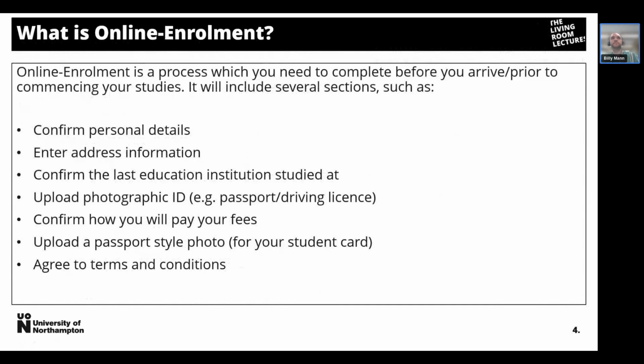So online enrollment needs to be completed before you come, and it's divided into certain sections. These are confirm personal details, enter address information, confirm the last education institution you studied at, upload a photographic ID, such as a passport or a driver's license, confirming your fees, uploading a passport style photo, that's for your student ID card, and of course agreeing to the terms and conditions. So we're going to have a look at each one of these sections now.